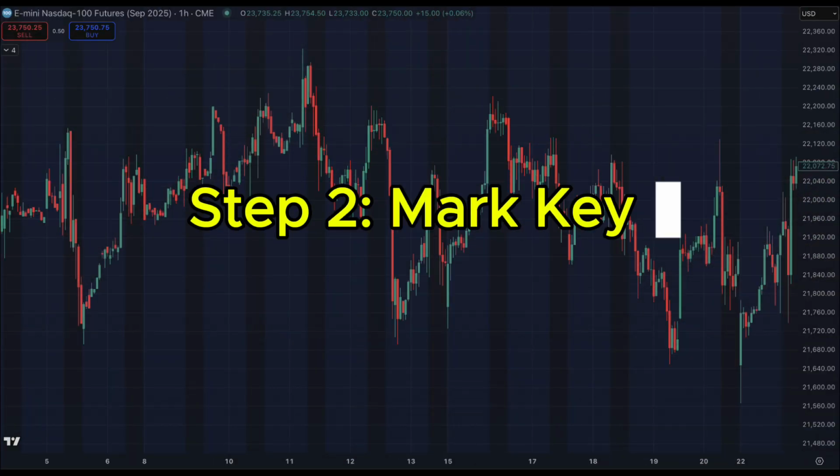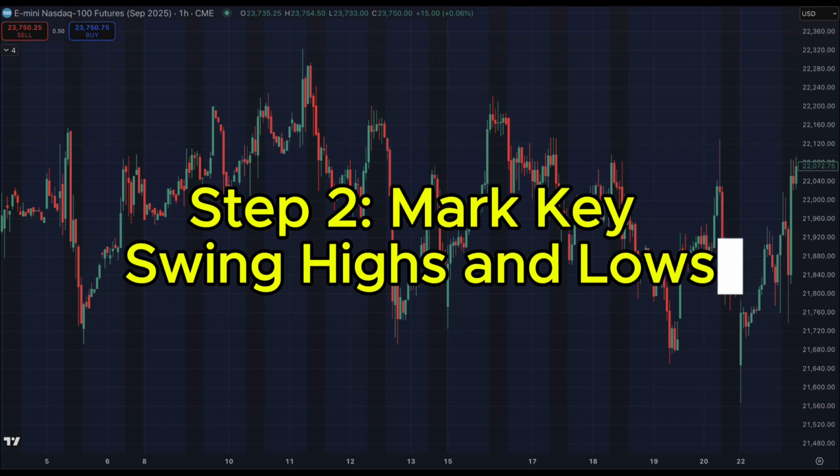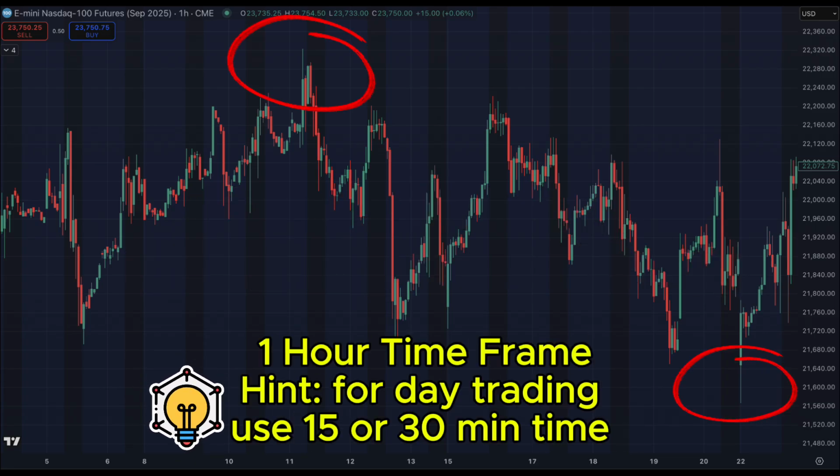Step 2. Mark key swing highs and lows. Next, identify the major swing points. These are the turning points where price stops moving in one direction and reverses. Marking these highs and lows helps you understand the structure the market is building. Think of them as the skeleton of the chart, the foundation everything else rests on.